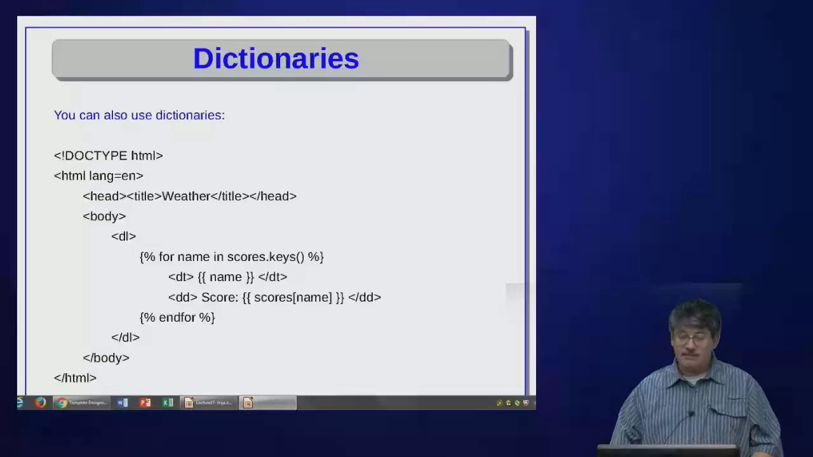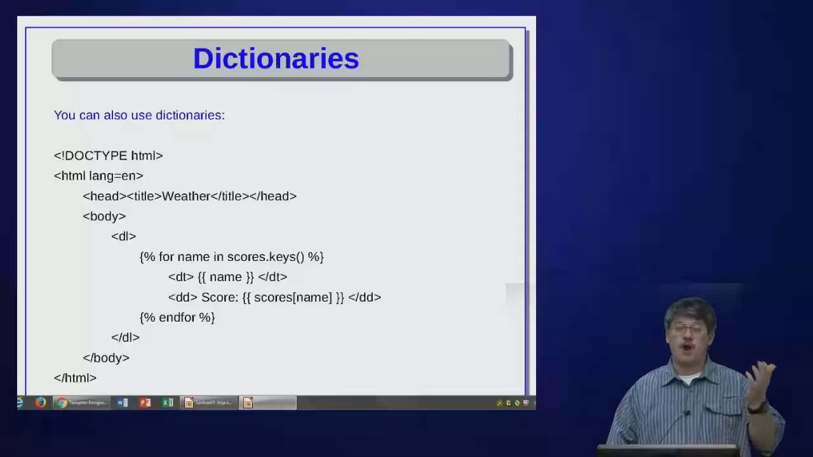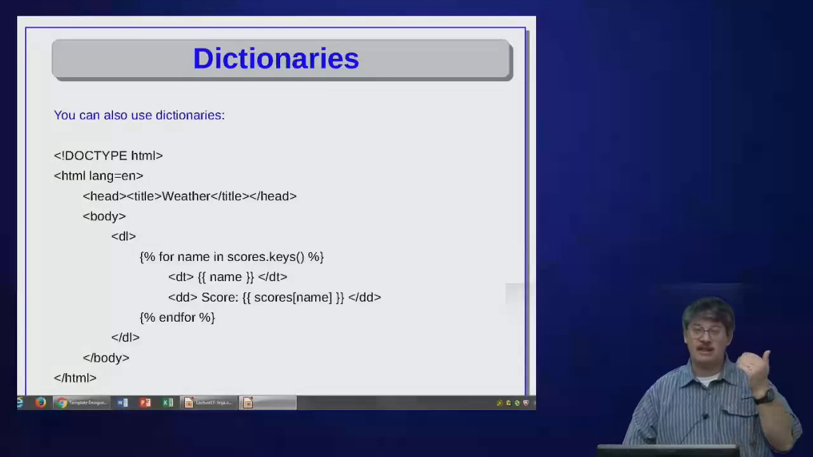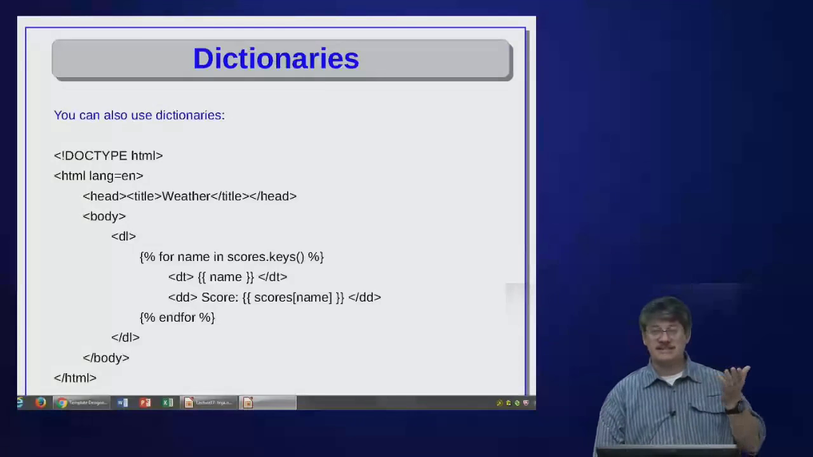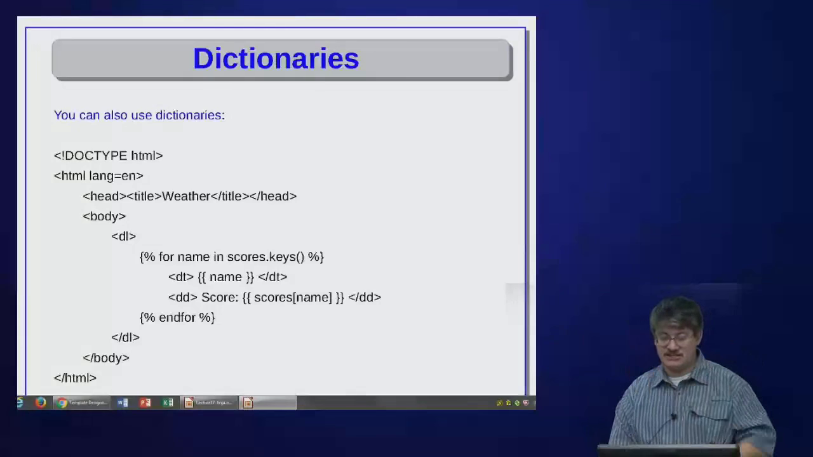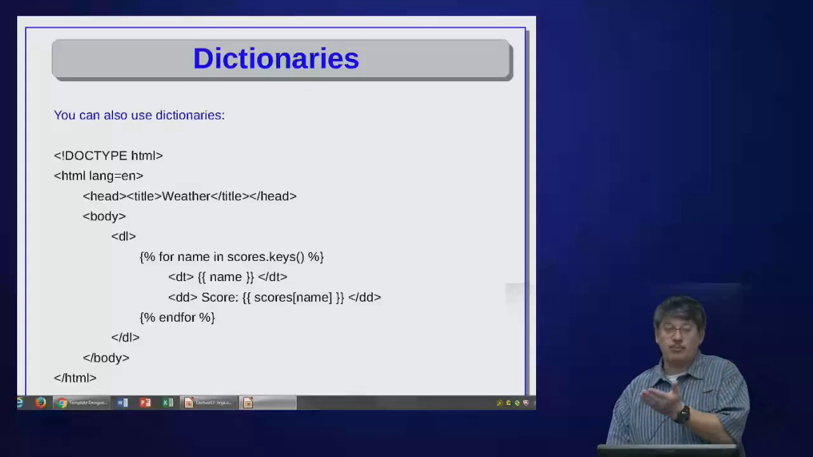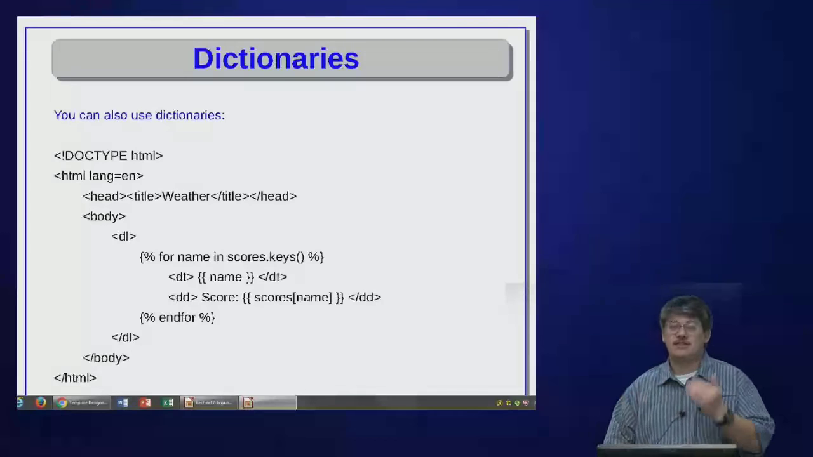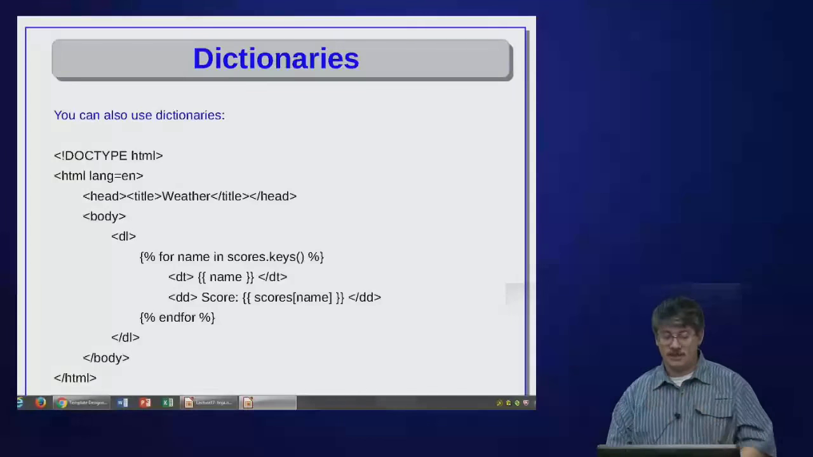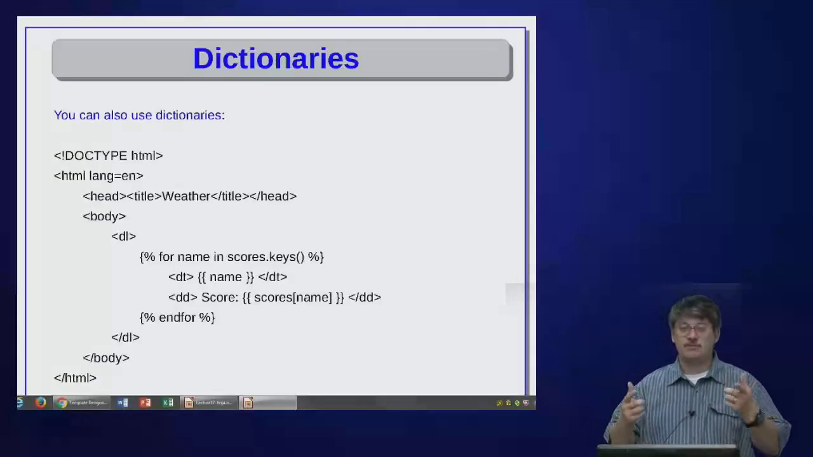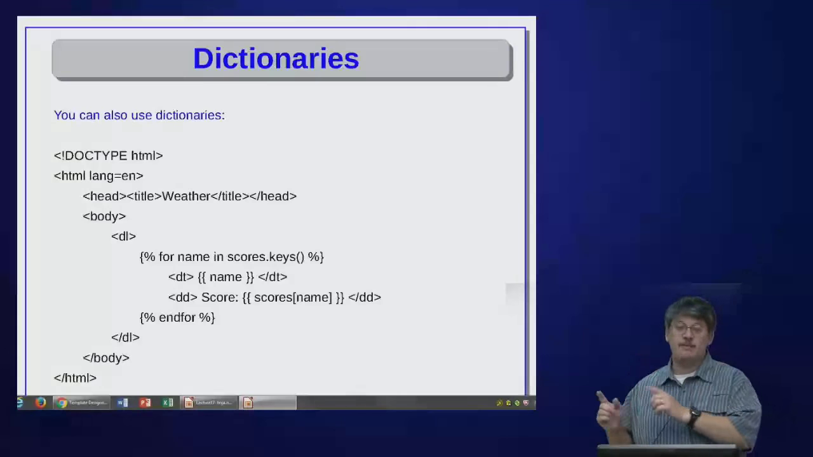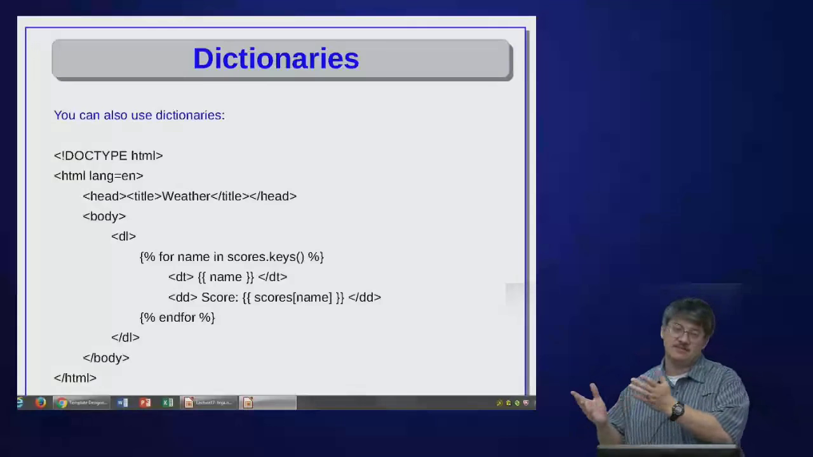So for example, maybe in my scores, Robert has 30 points and Ben has 10. Well, then the first time I go through this list, it's going to look at all the keys. So it's going to look at Robert and Ben, and the name will be Robert, and then it'll be Ben. So it's going to print out a DT tag, and then Robert, and then a /DT tag. And then it's going to print out a DD tag, the word score, and then it'll look up Robert's score in the scores table and say 30. And it'll put score colon 30, and then /DD. And then it'll do the same thing with Ben. It'll put Ben in for the name, and then it'll look up Ben's score and say score colon, and then the 10 that is Ben's score.